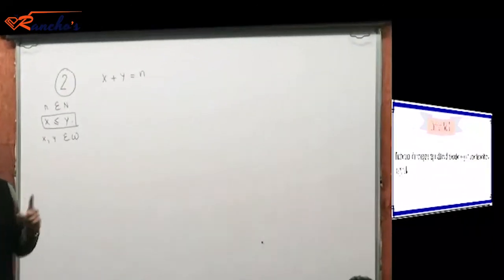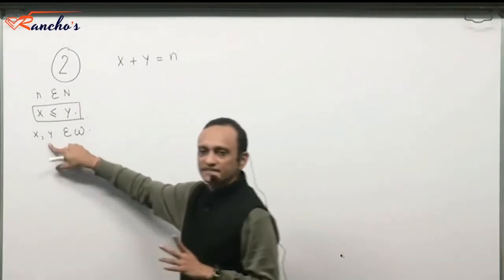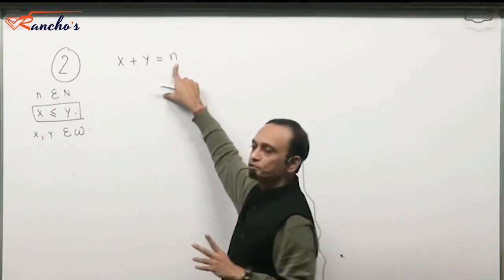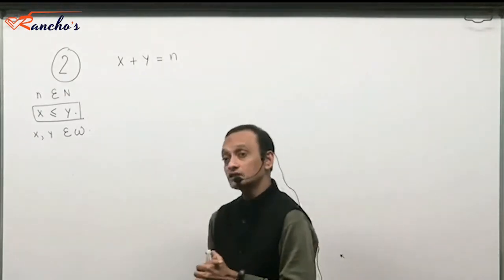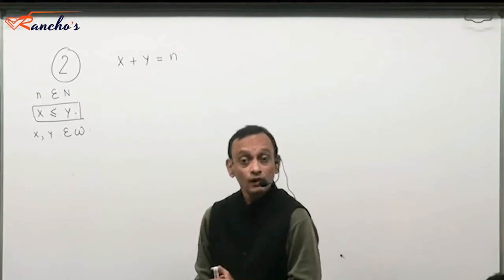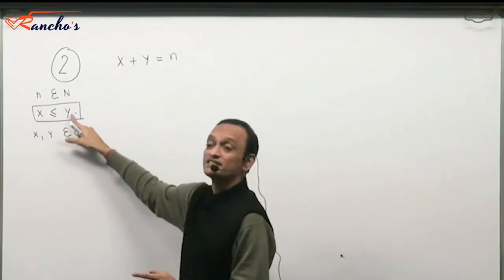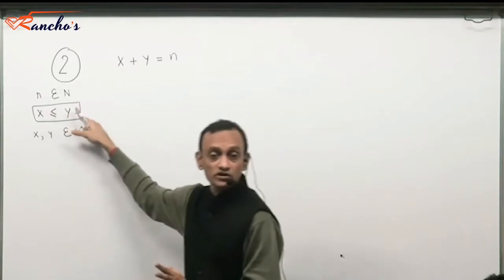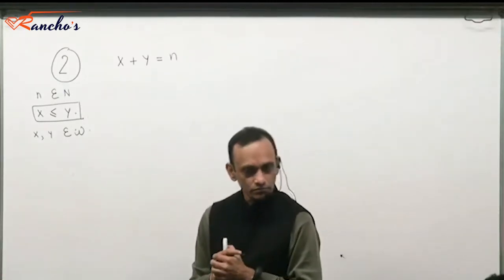So the second problem is about whole numbers x and y and a natural number n, and x and y add up to n. What we are seeking is the number of whole number solutions to this equation, given that x cannot exceed y. That's what we are seeking, right? X less than or equal to y. How many such solutions exist to this equation?